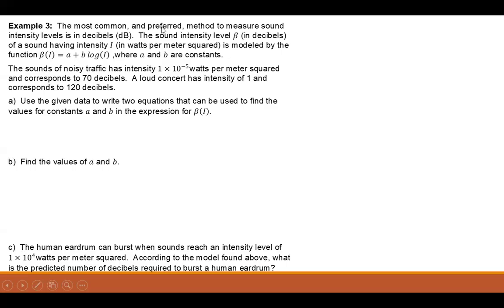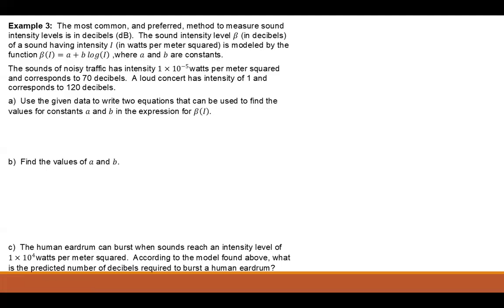It says the most common and preferred method to measure sound intensity level is in decibels, dB. The sound intensity level beta, in decibels of a sound having intensity I in watts per meter squared is modeled by the function beta of I equals A plus B log I, where A and B are constants. The sounds of noise traffic has an intensity of 1 times 10 to the negative 5 watts per meter squared and corresponds to 70 decibels. A loud concert has an intensity of 1 and corresponds to 120.